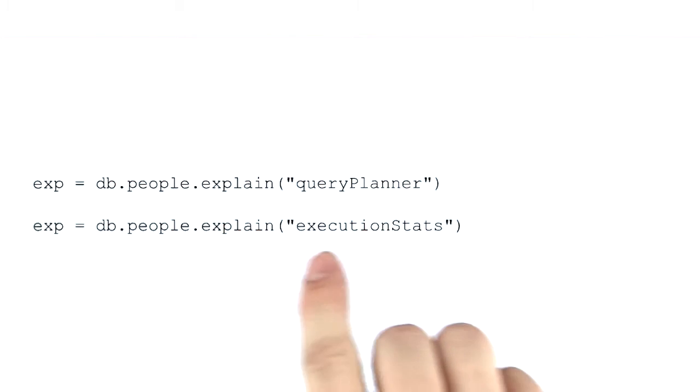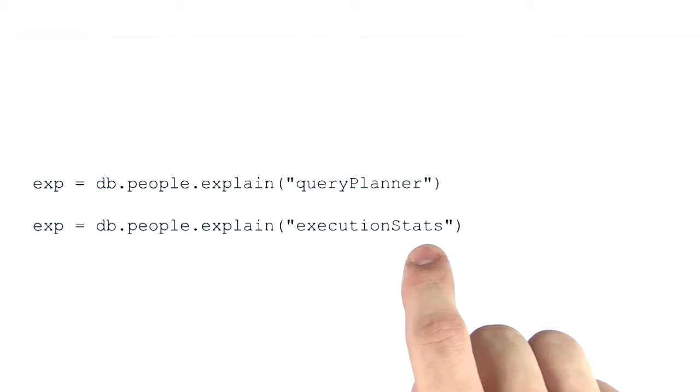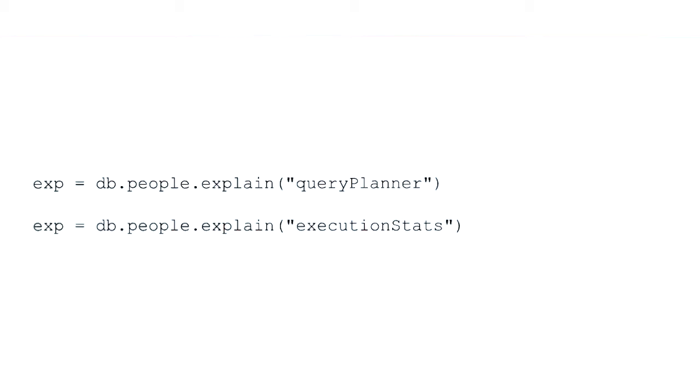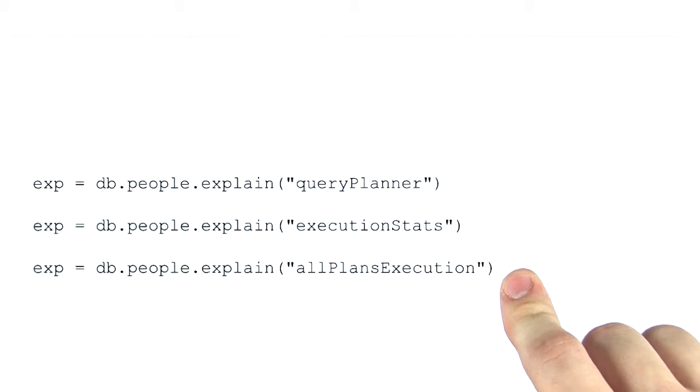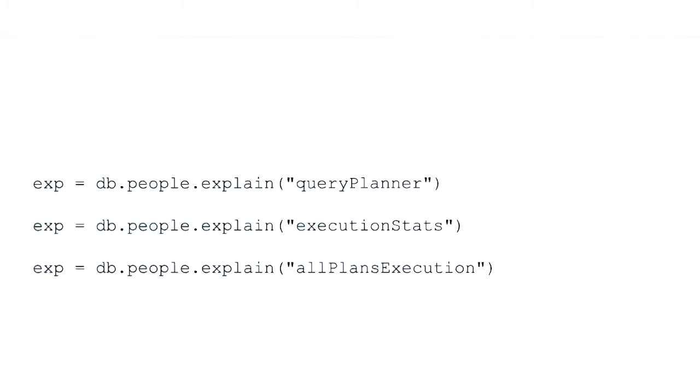We can also pass executionStats as an argument to explain. This will execute the query and then return different statistics about the query. And finally, we have allPlansExecution. This is the most verbose way that we can get explain output. We generally run this when we want to look at the alternative plans that were considered by the query planner but got rejected in favor of the winning plan. But remember, both of these commands actually execute the queries, whereas this command does not.